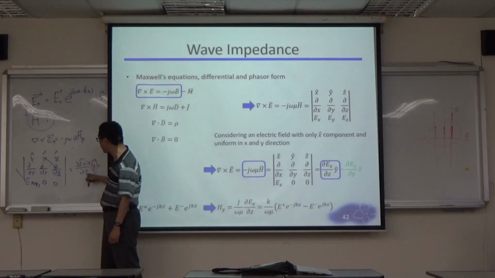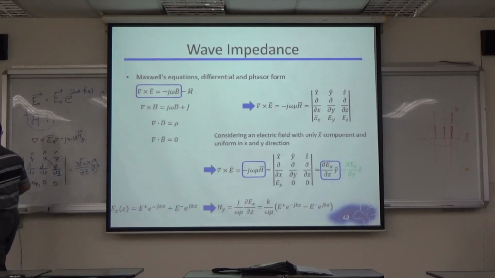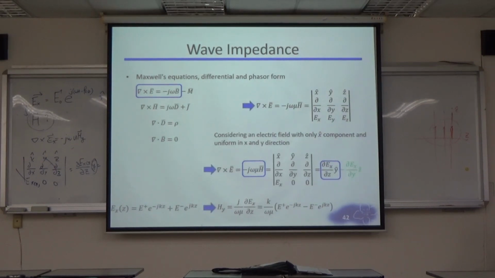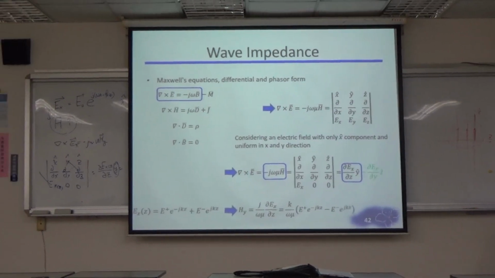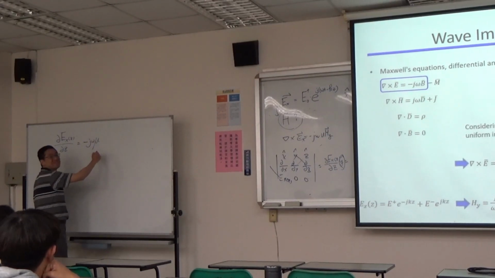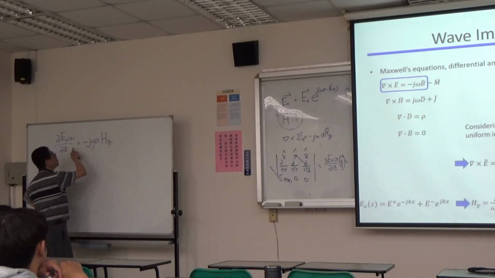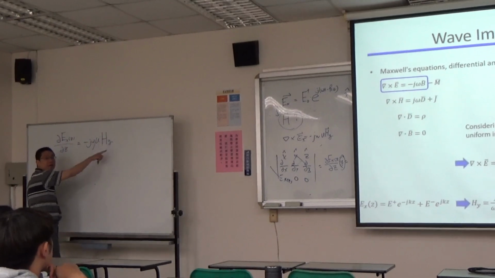You know this y is because from here. Let me write more beautifully. So your result of partial Ex over partial z equals to minus j omega mu Hy. I use only scalar, no vector, for both sides. Okay?